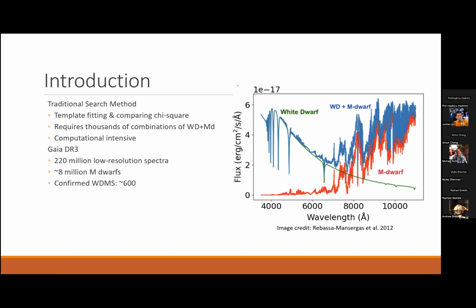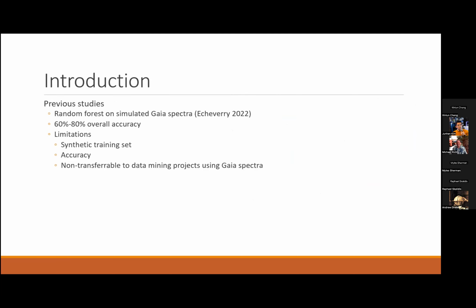Well, how large a data set do we want to run on? It's Gaia DR3. There are 200 million low resolution spectra. Even if we just restrict ourselves to M dwarf-like spectra through color magnitude diagram cuts, there are still 8 million of them. And if we cross-match this with the previously known White Dwarf main sequence binaries, we'll get around 600 of them. So I only have 600 and want to use machine learning.